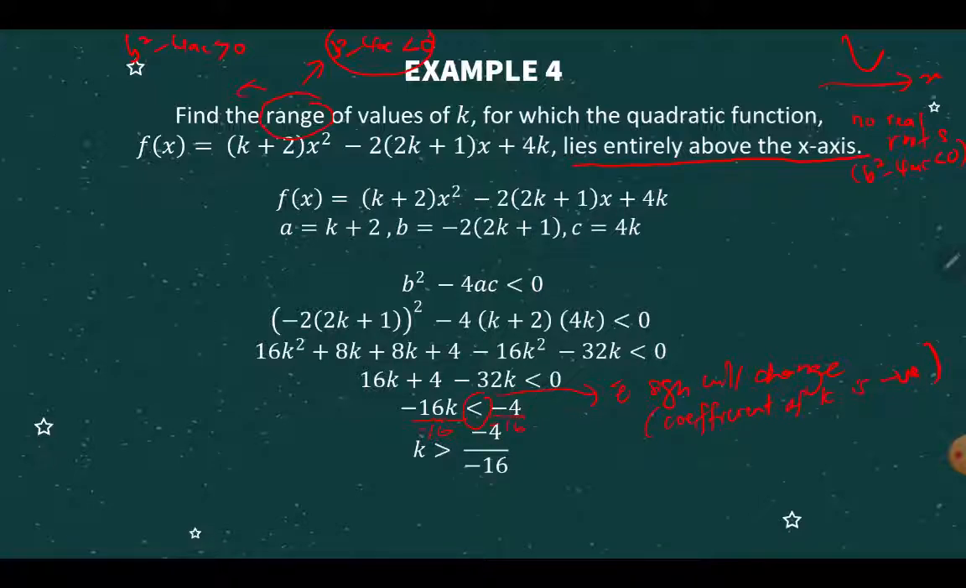So what is our range of values of k? k must be greater than 1/4. Remember, when we have a negative coefficient of a certain unknown and it involves range or inequalities, the sign of the inequality will change. So that's why our answer is k greater than 1/4.